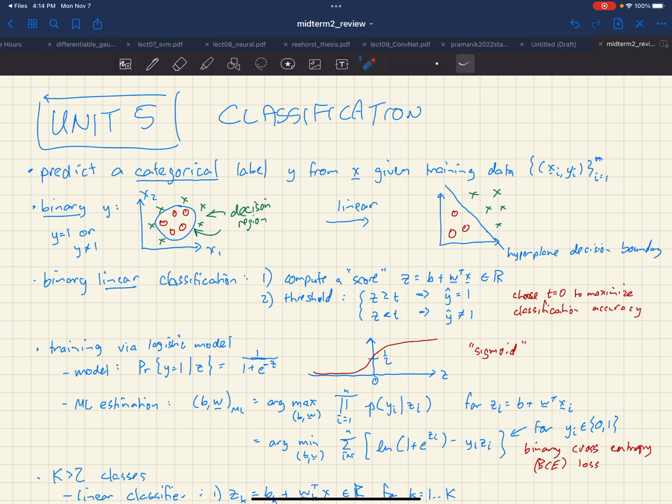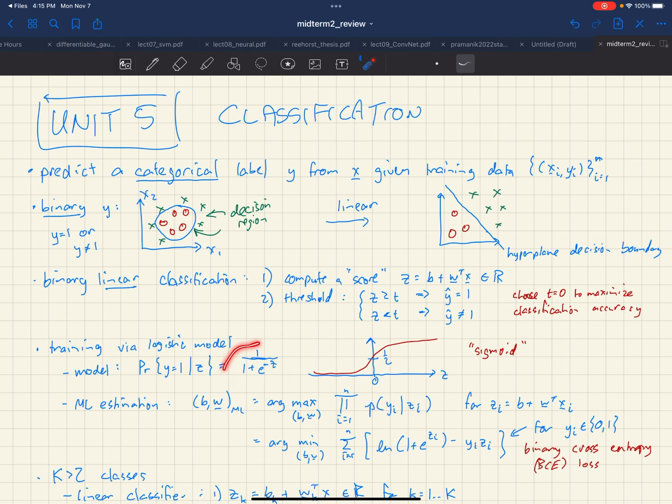The key point we haven't talked about yet is how to come up with our weights B and W. To figure out what those weights are, to train this classifier given this data, we need to develop some sort of model for how X relates to Y. In this unit, we focused on the logistic model, which is a probabilistic model that says that the probability that Y equals 1, given the score Z, takes this equation: 1 over 1 plus e to the power minus z.